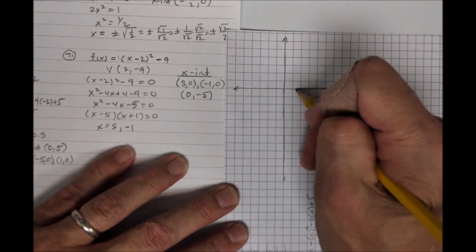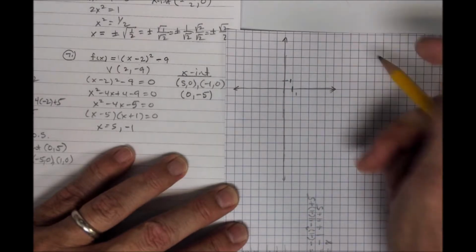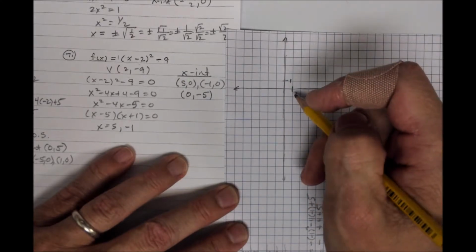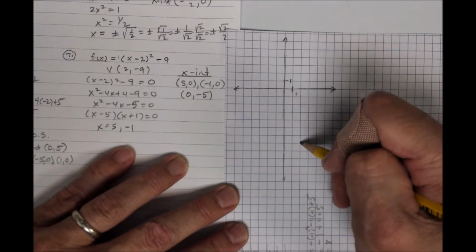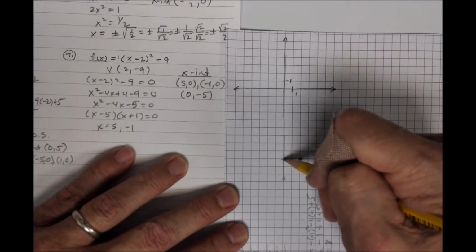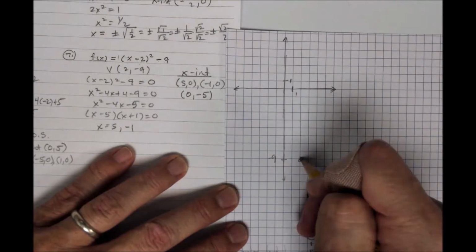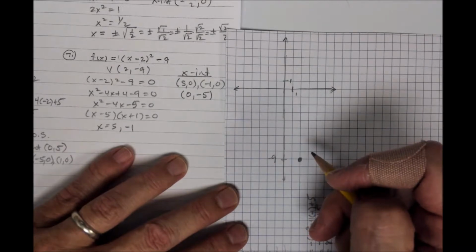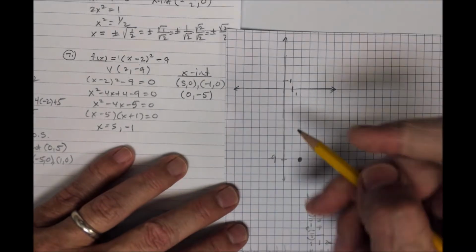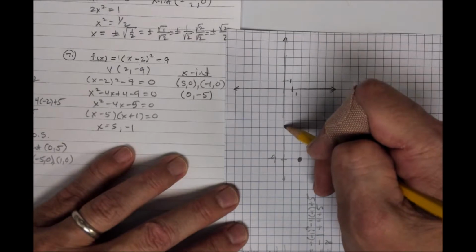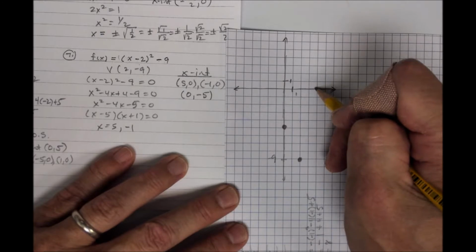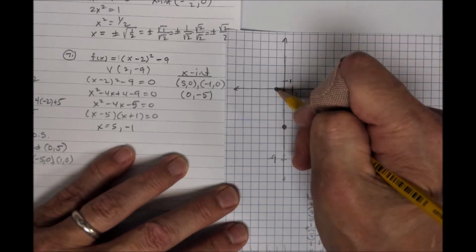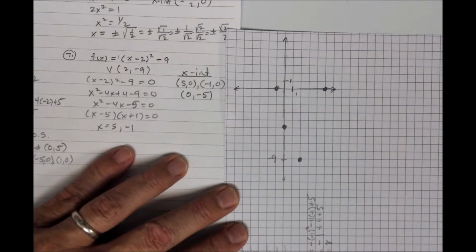So let's see, that's 1, that's 1. And what did I just say it was? 2, negative 9. 1, 2, 3, 4, 5, 6, 7, 8, 9. So here's negative 9. There's 2, negative 9, and I know it opens upward. I do have a couple other points because I have the intercepts. 1, 2, 3, 4, 5. I have 0, negative 5 for my y-intercept. I have 2, 3, 4, 5. I have 5, 0 and negative 1, 0 for my x-intercepts. And like the last example, I could probably come up with something reasonable just from those 4 points.